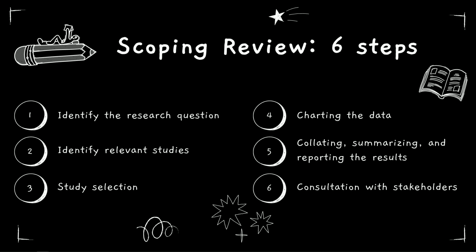Arksey and O'Malley did it, Levac did it, there's a PRISMA guideline. What we did is we tried to condense that into about a 9-minute summary. That's how much you need to know. 9-minute summary, and then follow the guidelines. So it follows 6 steps. Identify the research question, identify the relevant studies, select the studies, chart the data, collate, summarize, and report it, and then consult with stakeholders. So let's break it out.